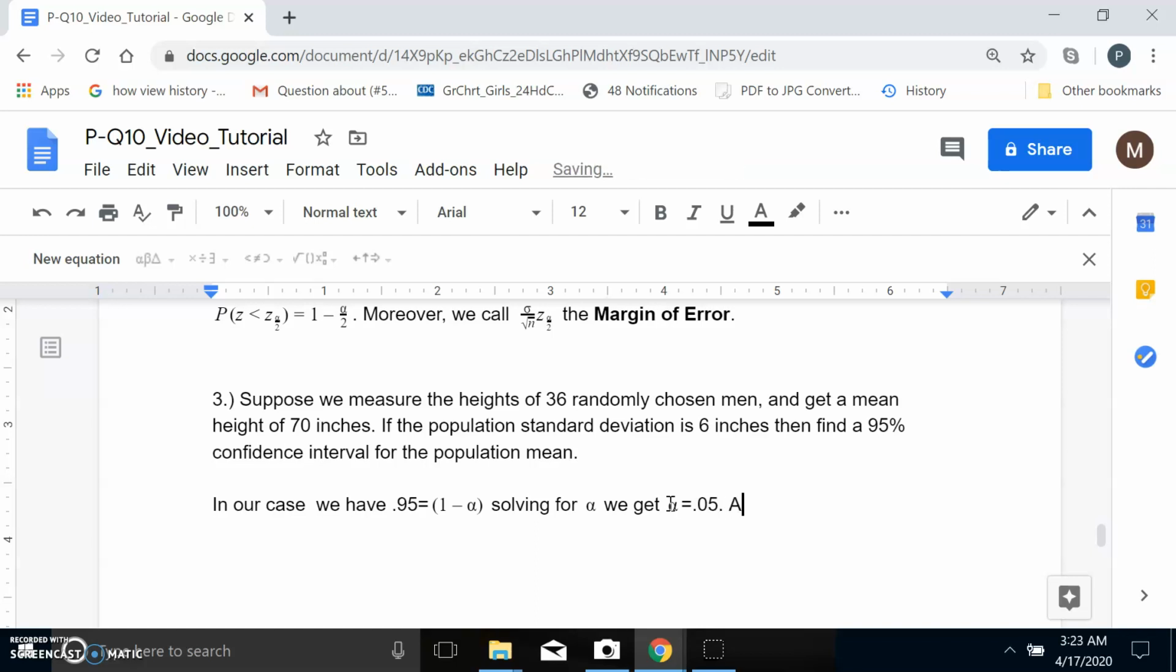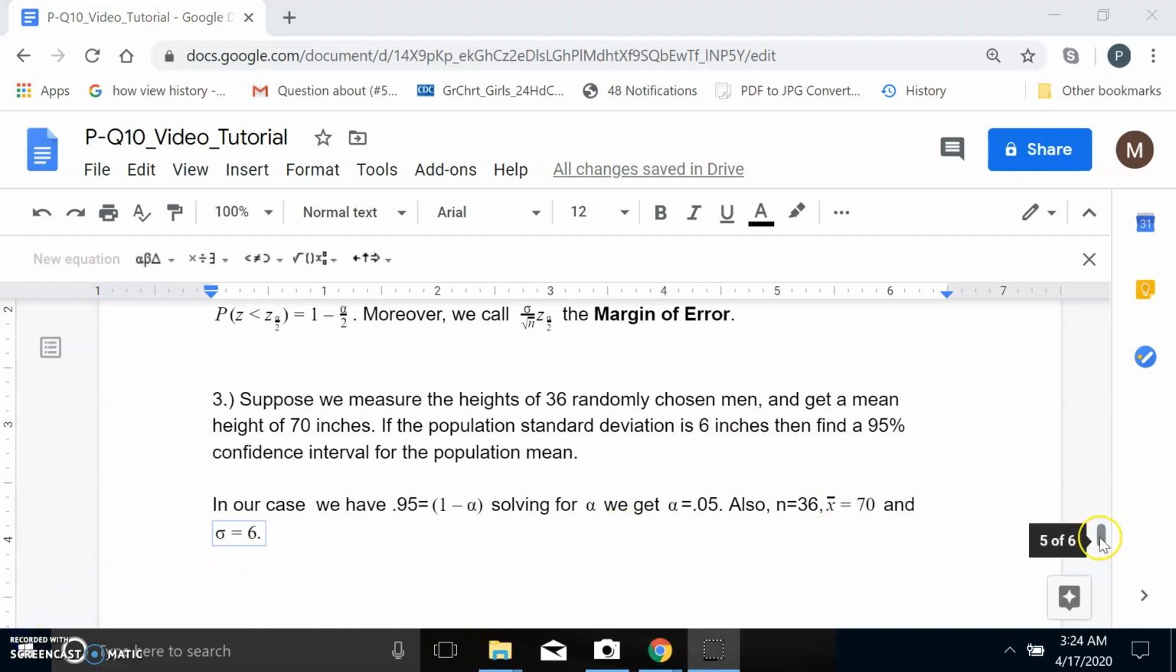Also, in our case here, it says 36 randomly chosen men, so n is 36. We have our height of 70 inches, that's going to be our x bar. So we're going to write x bar equals 70 inches. And our sigma here says 6 inches, so sigma is going to be 6. Okay, so let's keep going then.